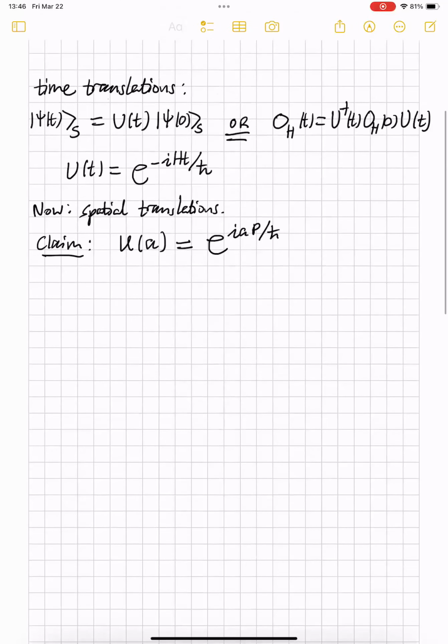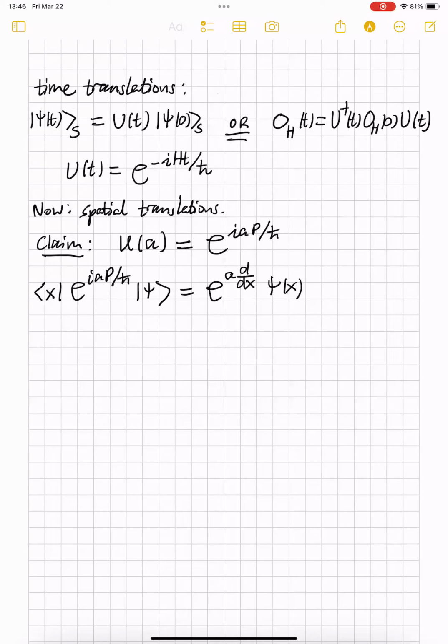Okay, so how do we prove this? Well, we can take e to the i a p over h bar, apply it to our state, and then project to position space. So that's exactly what I've written down there. And with just a little bit of manipulation that is hopefully familiar to you, using bras and kets, you can rearrange this and obtain the following expression: e to the a d by dx acting on psi of x.